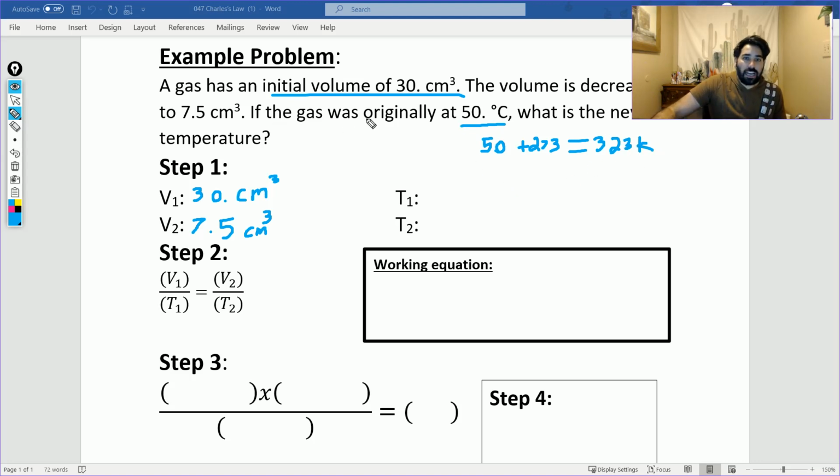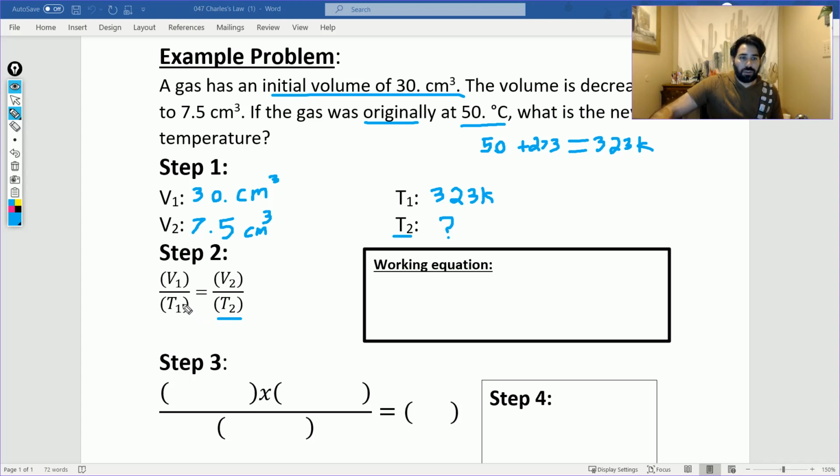It says if the gas was originally 50 degrees Celsius, so that's my initial temperature. Originally, or initially, it was 323 Kelvin, and I don't know T2. Remember, I told you, I'm going to give you guys 3 of the 4 variables. All you got to do is plug them in. Now, the issue we have here is that we're solving for temperature, and temperature is in the denominator. And we never want to solve for something in the denominator. It adds too many steps.